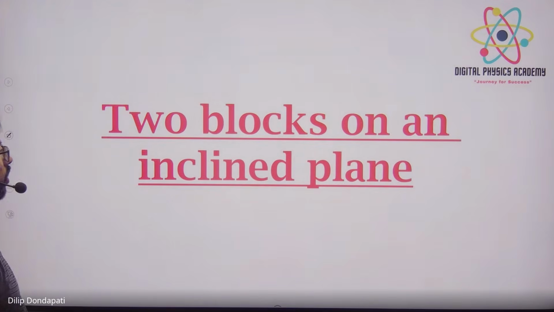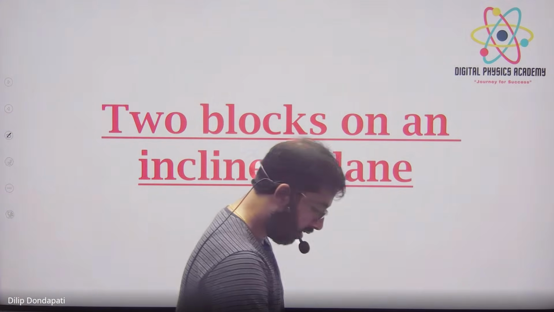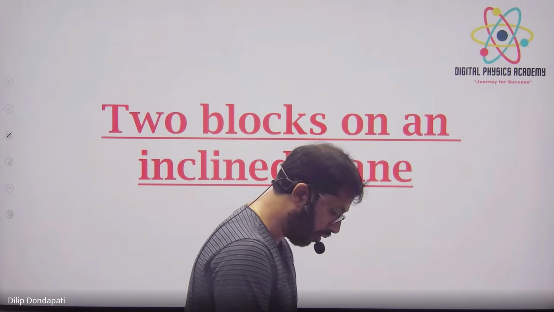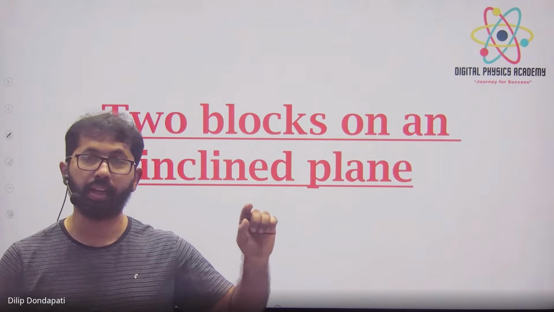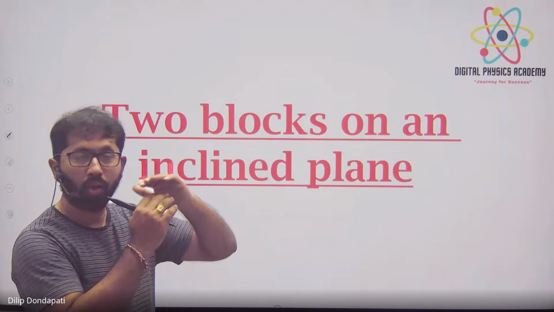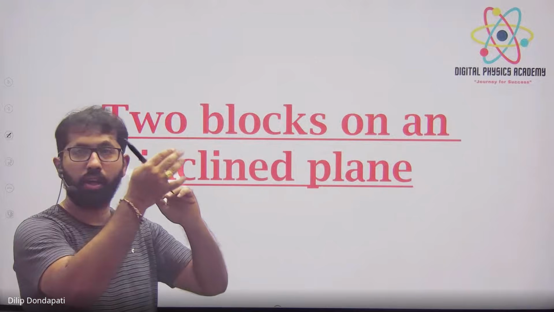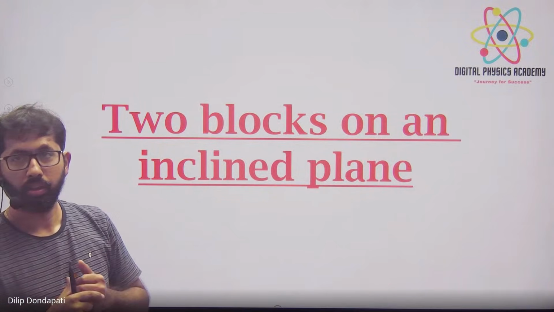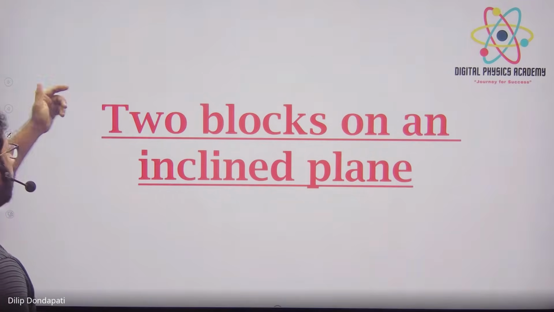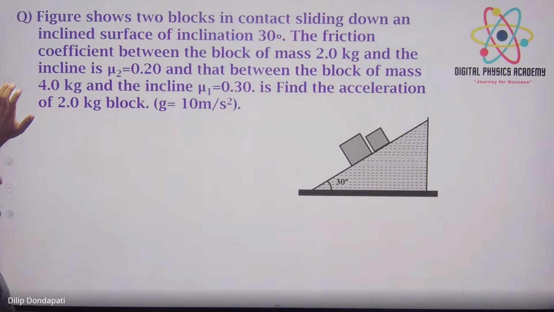Next, two blocks in inclined plane. ये two blocks in inclined plane वाला already आप किया होगा, but inclined plane अलग है, block के ऊपर block वाला अलग है. Okay, chalo. 2 blocks and inclined plane first karo, then we'll go for block and block.